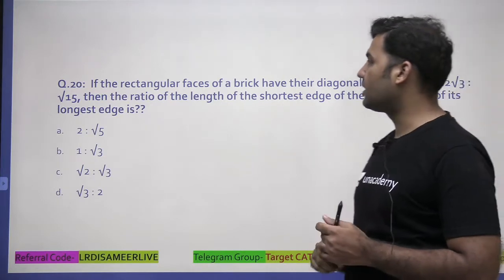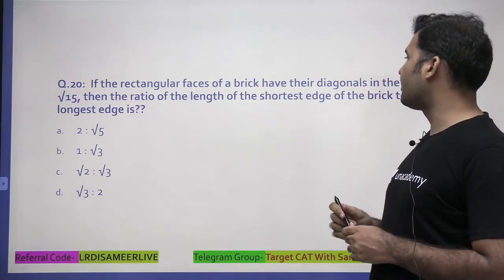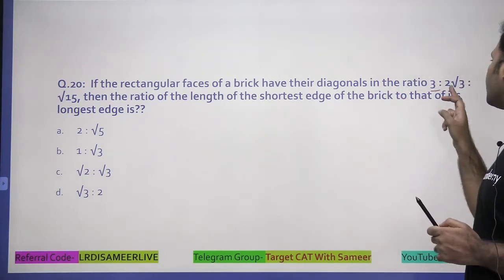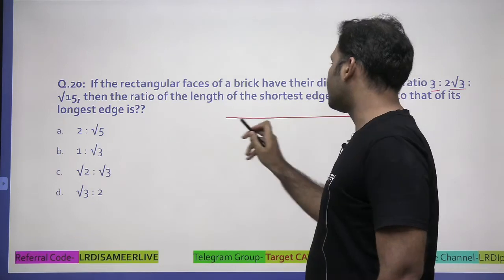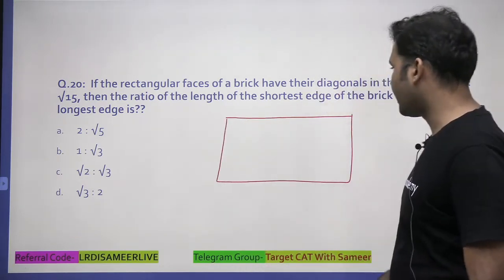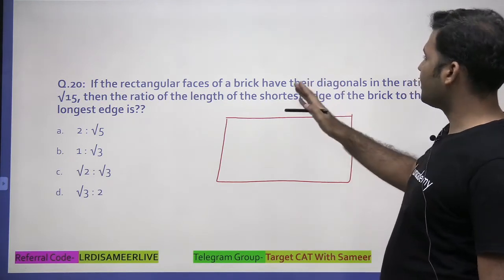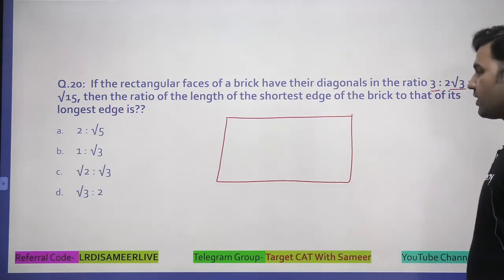Question number 20 of mensuration. The rectangular faces of a brick have the diagonals in the ratio of 3 to root 3 and root 15. All you have to do is just know how to draw a rectangular face. Let's say this is my rectangular face. And because the question is talking about 3 different diagonals, all these diagonals are different.